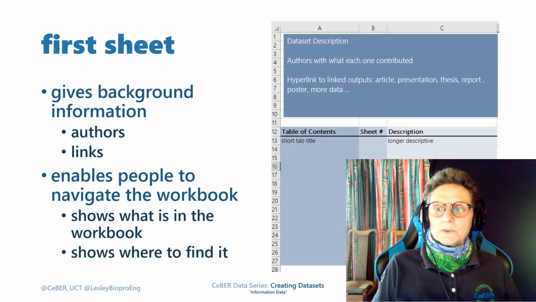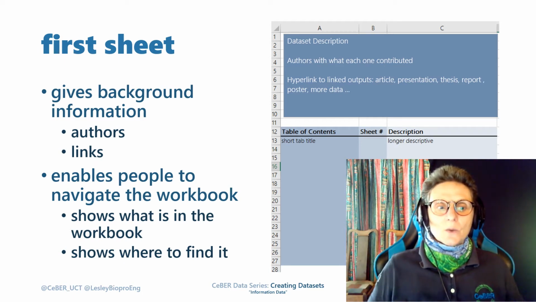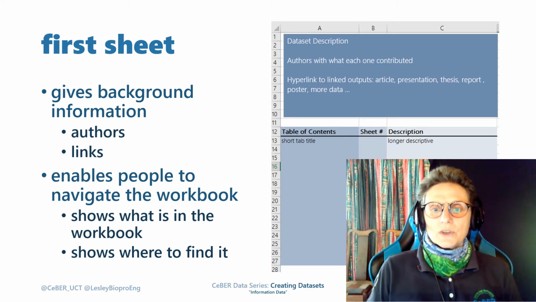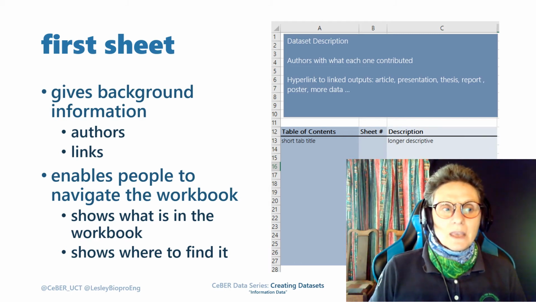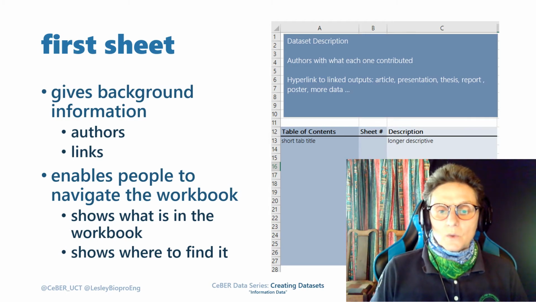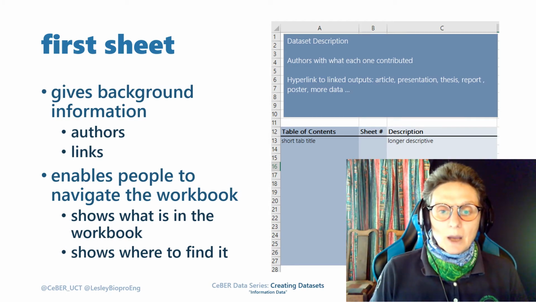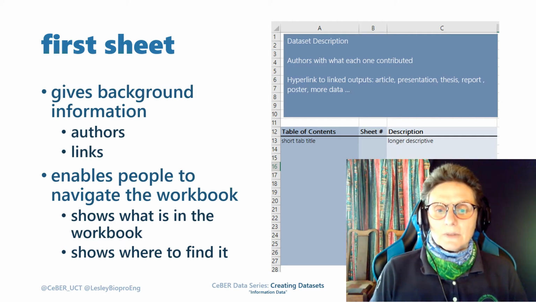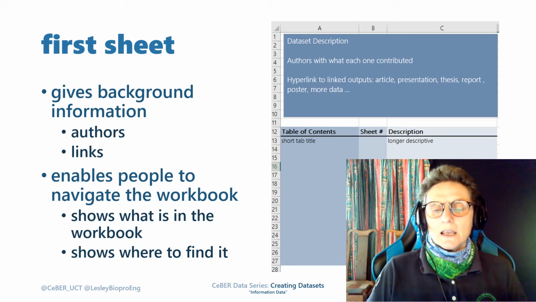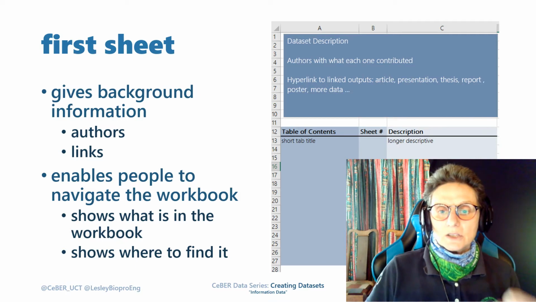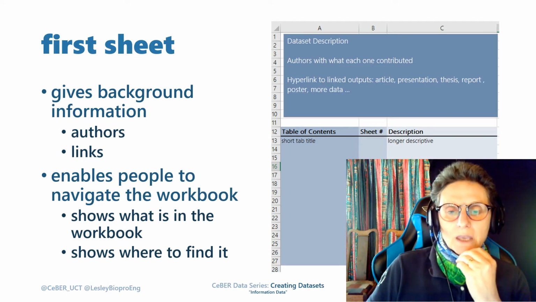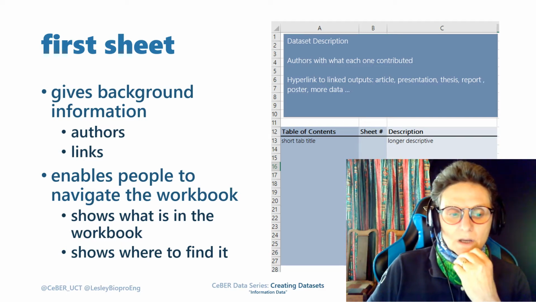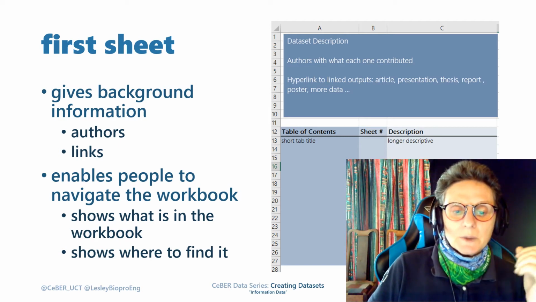But each file also needs some kind of first sheet, which gives background information, authors, who did what, perhaps different people did different parts. That gives information with links to other publications that are relevant, and which shows how this data set fits with other publications, and also which gives any specific information maybe about this data set. And then it also enables people to navigate the workbook.